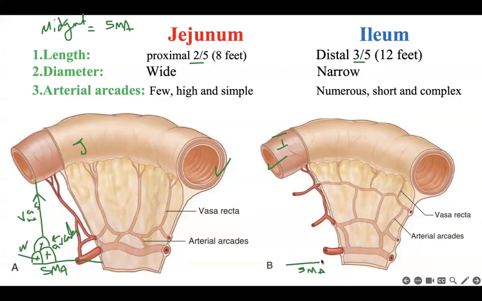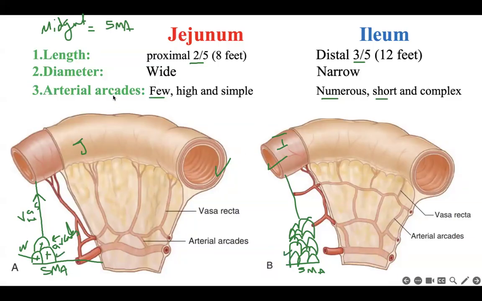Okay. Here the SMA supplies the ileum in the same way, but the shape is different. The arcades are more here, and this is a vasa recta. So what are the differences between the arcades of the ileum and the arcades of the jejunum? The arcades of the jejunum are few and simple, but the arcades of the ileum are more complex, more numerous, and shorter.